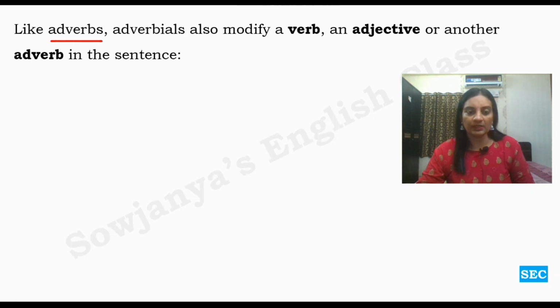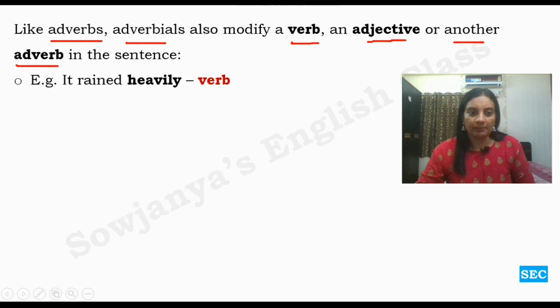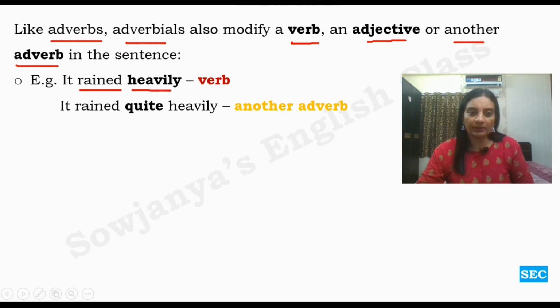Like adverbs, adverbials also modify a verb, an adjective, or another adverb in the sentence, exactly like an adverb. Look at the examples. It rained heavily. Here it is modifying the verb rained. How did it rain? Heavily. It rained quite heavily. It is modifying another adverb in this sentence. Already we have one adverb here, heavily, and quite is modifying this adverb heavily.